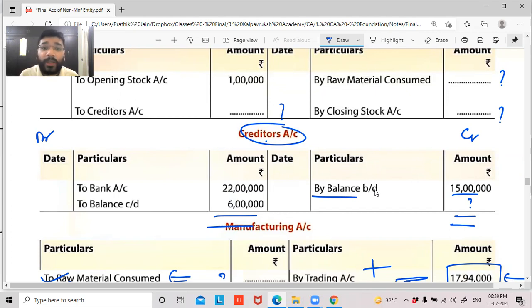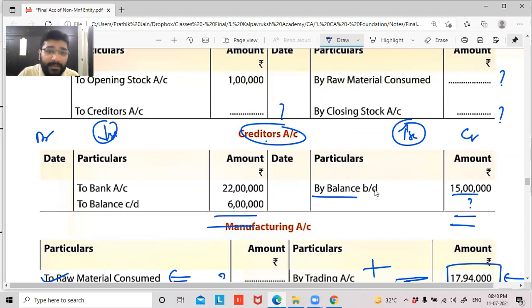So in creditors account, what do you record on the credit side? We record all those transactions which will increase my liability. Guys, creditors is my liability balance. So to increase a liability, as per the modern approach, you have to give a credit, and to decrease, you have to give a debit. So on the credit side, you will come across all those items which will increase your credit balance, and on the debit side, you'll record all those items which will decrease your credit balance, right? So by bank 15,000, which means you made the payment to creditor, so your creditors balance is reducing, and balance carried down.